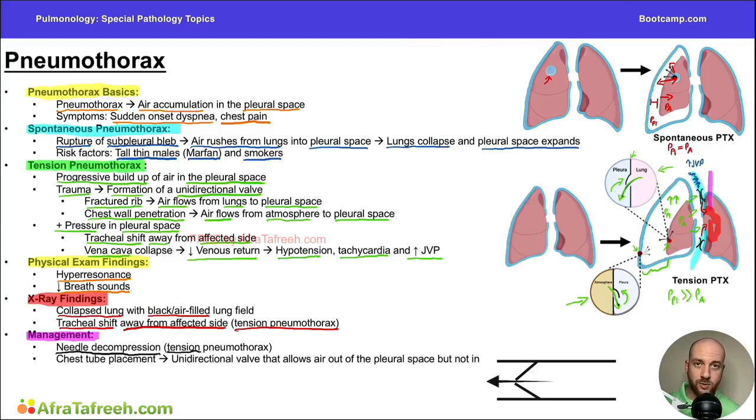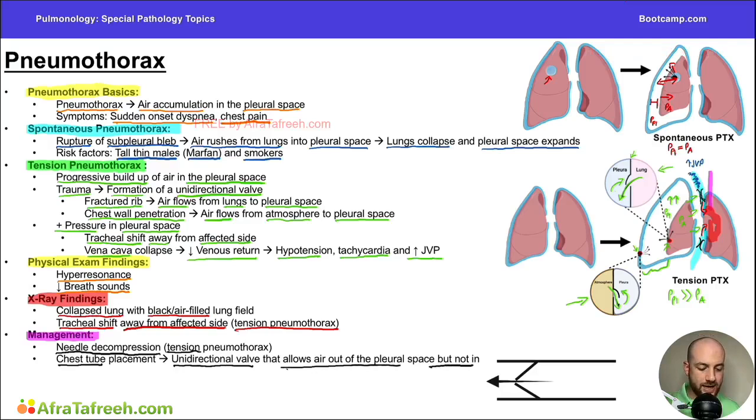And lastly, another way we can manage a pneumothorax is by placing something called a chest tube. A chest tube can be used for spontaneous pneumothorax or a tension pneumothorax. And the idea is essentially the reverse of the unidirectional flap that has formed in a tension pneumothorax. So we are essentially installing a tube in the chest and it connects the atmosphere to the pleural space. And it is a unidirectional valve that allows air out of the pleural space but not in.